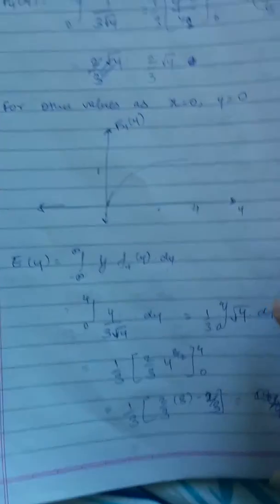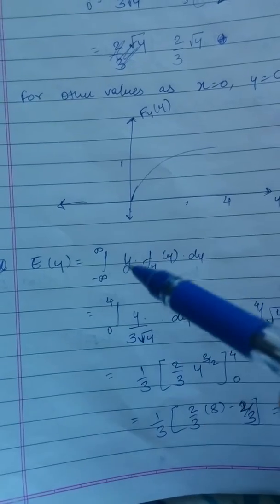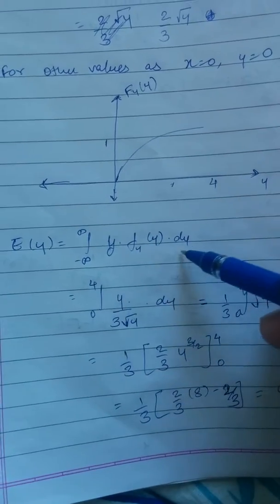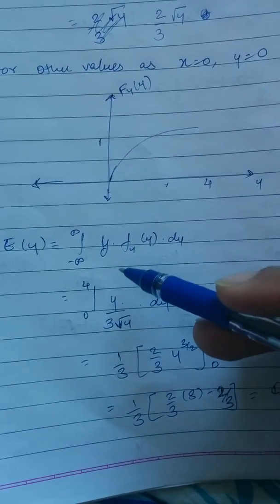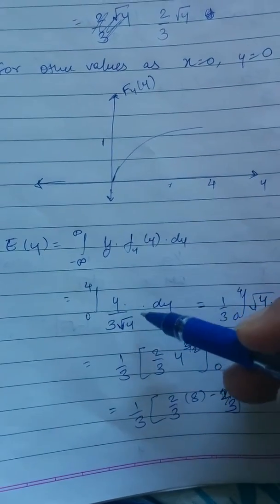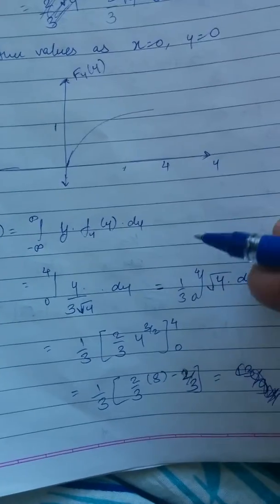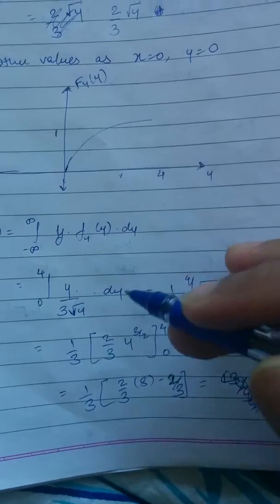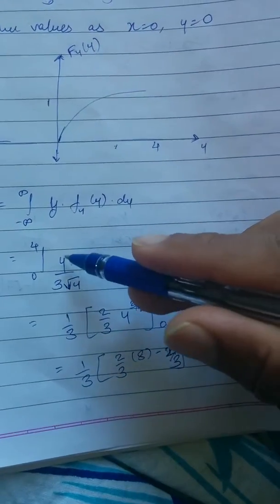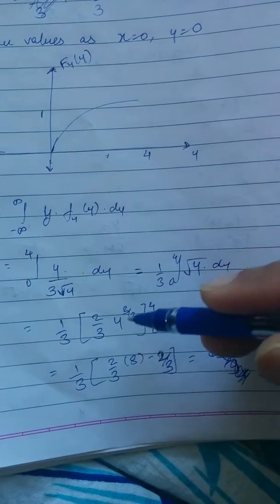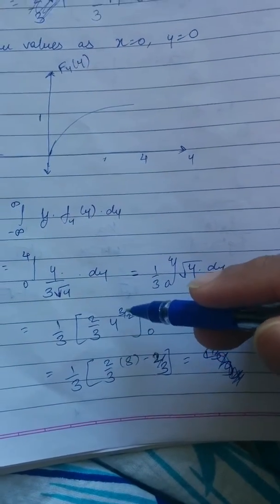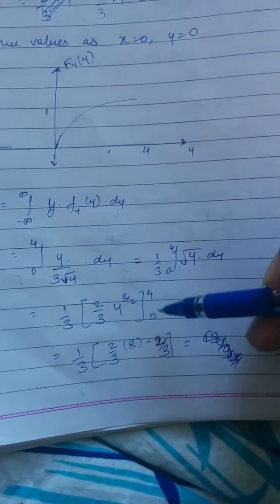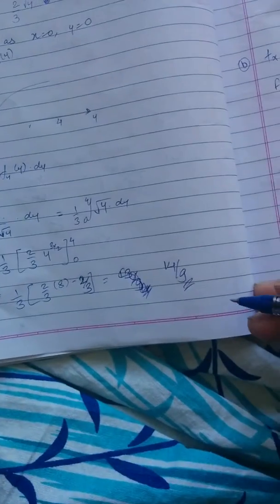Now the expected value E of y would be the integral of y times the density function of y, from -infinity to infinity. Now f of y is 1 upon 3 root y. Since it is y upon root y, we have this as root y. So the integration of root y is y raised to 3 by 2 upon 3 by 2, that's 2 by 3. If we solve this further, we get the value of E of y as 14 by 9.